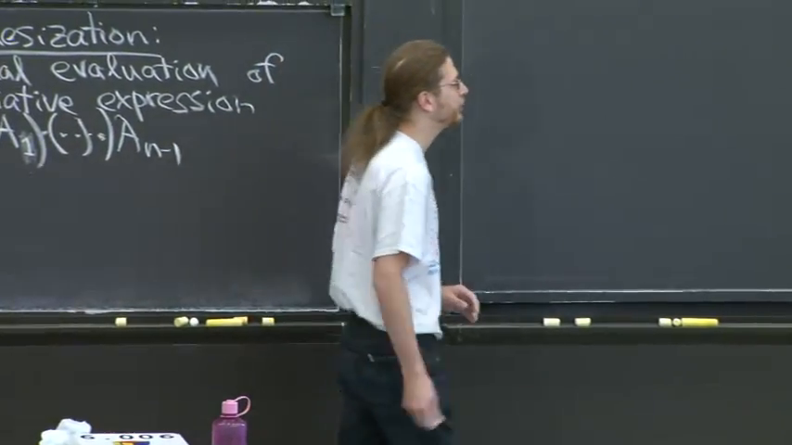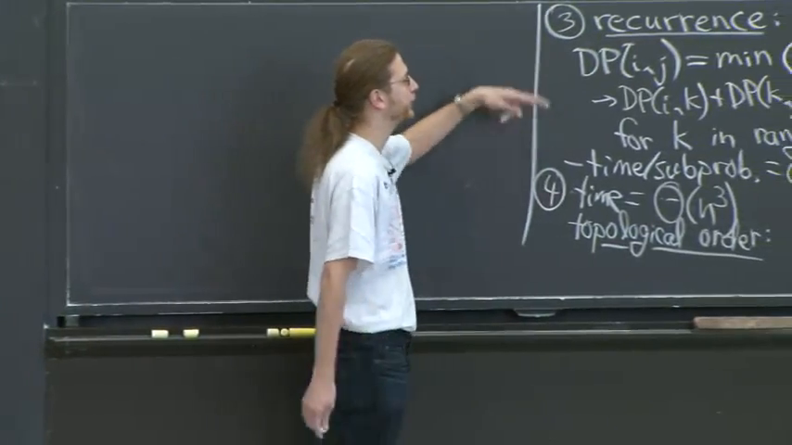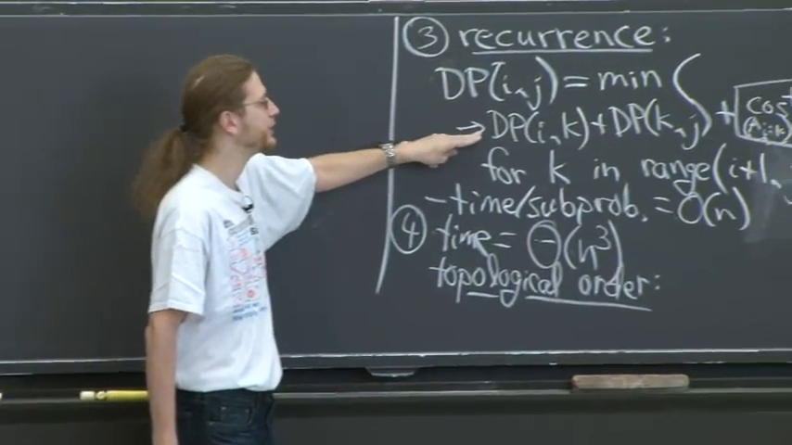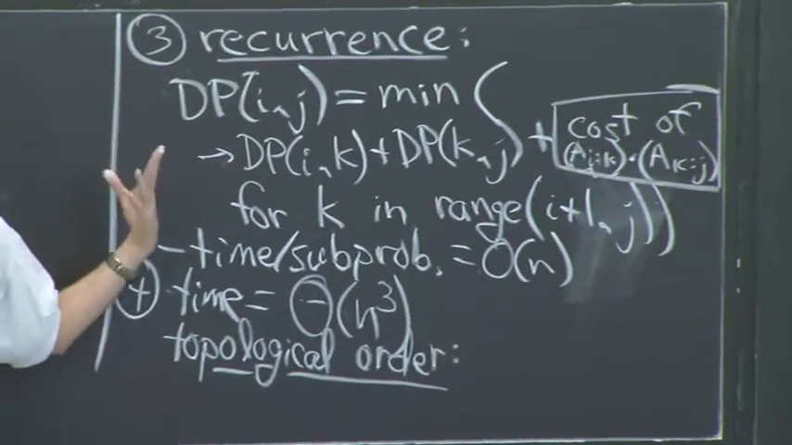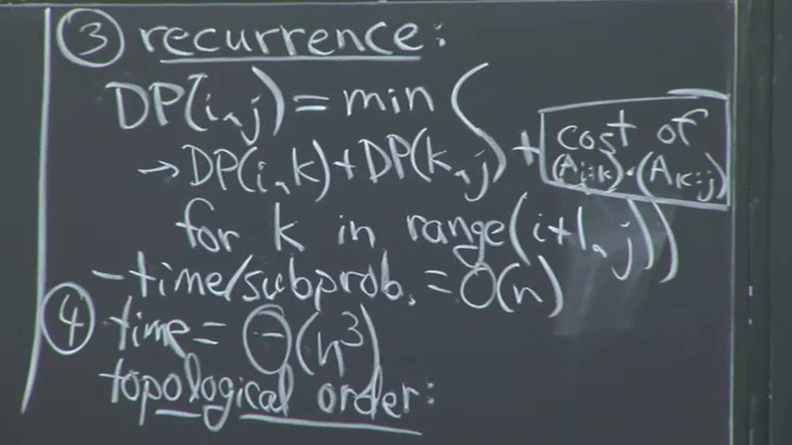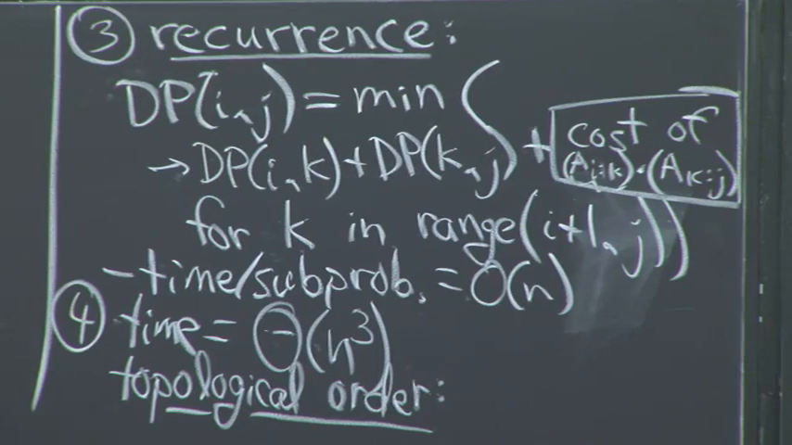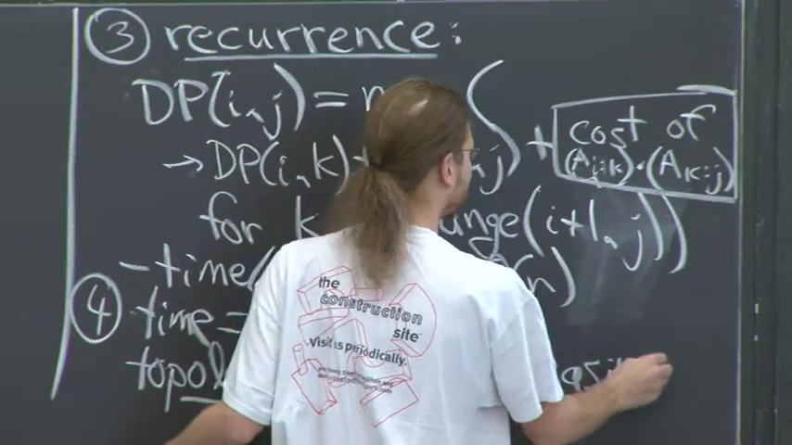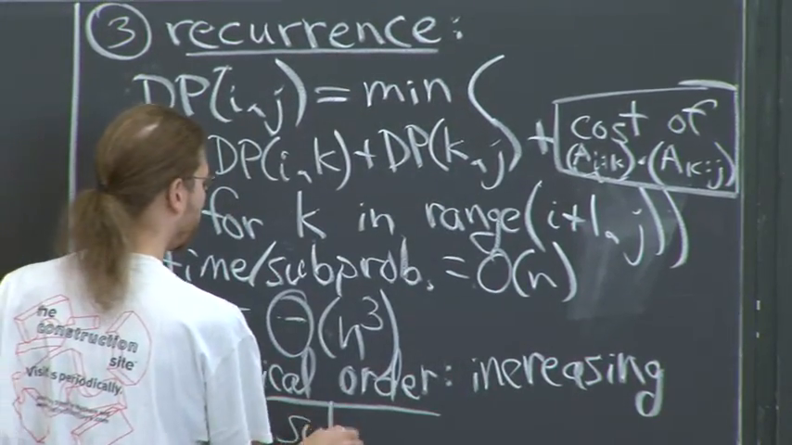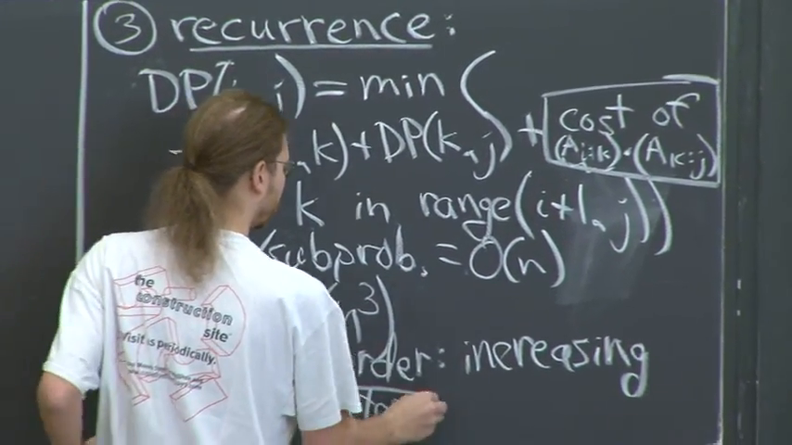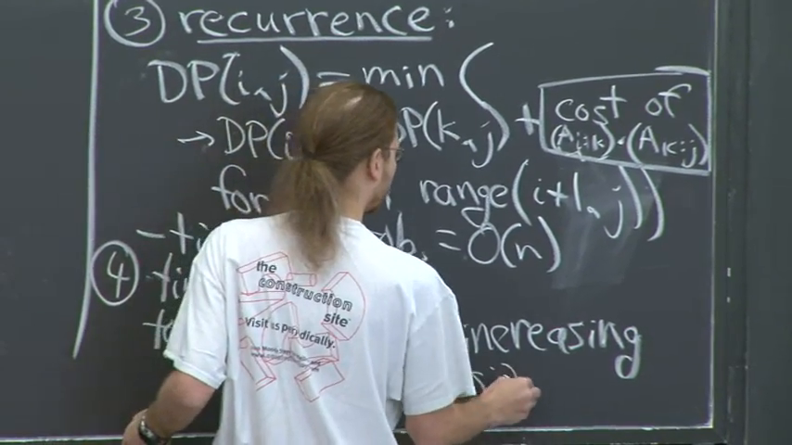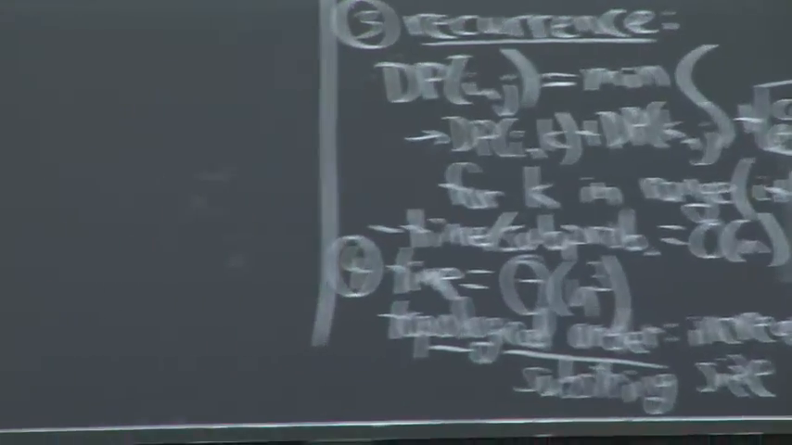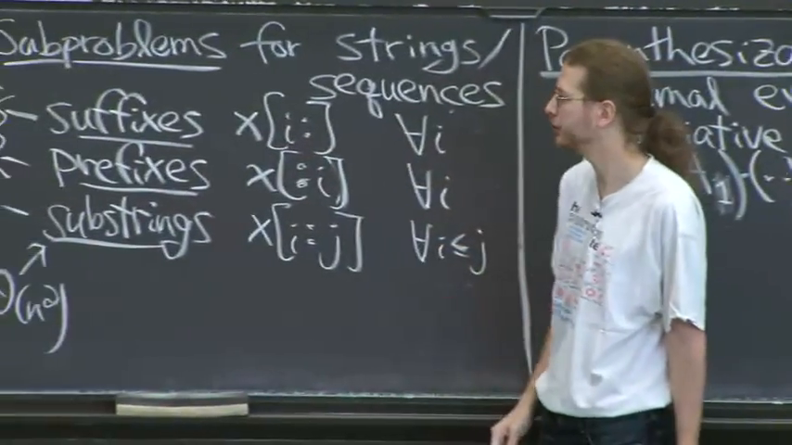So in what order should I evaluate this recurrence? I want that when I'm evaluating dp of i, j, I've already done dp of i, k and dp of k, j. This is what you need for a bottom-up execution. Small to large, exactly. We want to do increasing substring size. That's actually what we're always doing for all of those subproblems. When I say, oh, suffixes, you go right to left, well, that's because the rightmost suffix is nothing, and then you build up a larger and larger string. Same thing here.